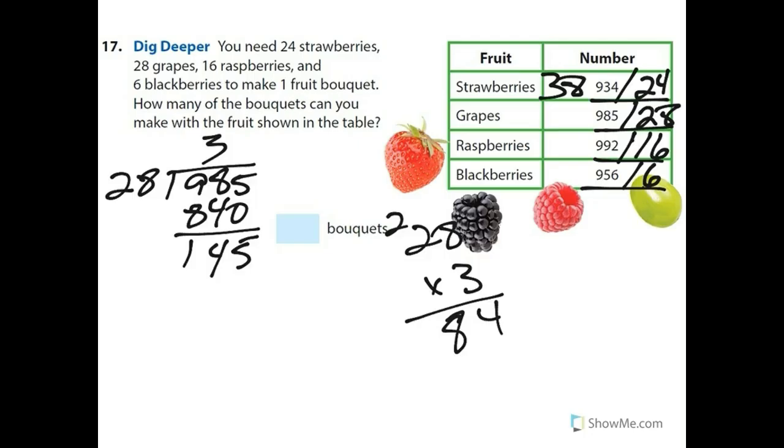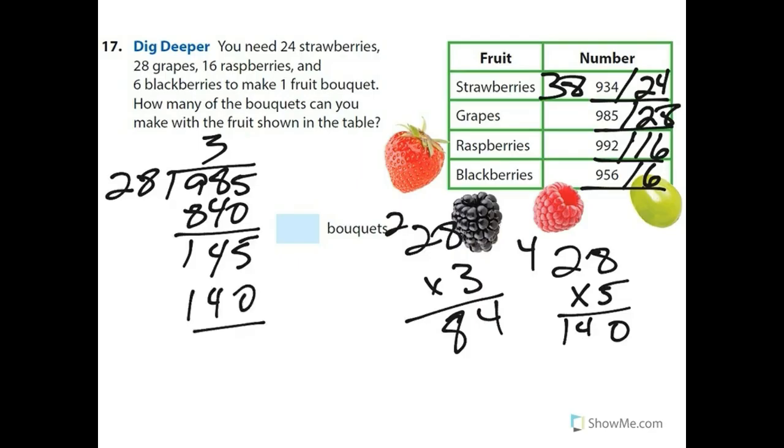I'm thinking 30. So 5 would be 150. And that's really close. So I'm going to do 28 times 5. 5 times 8 is 40. 5 times 2 is 10. 10 plus 4 is 14. 140. So we got 5, right? So 35, remainder 5. Now remember, we're not going to do anything with that remainder 5. We can only make 35 bouquets out of 985 grapes.